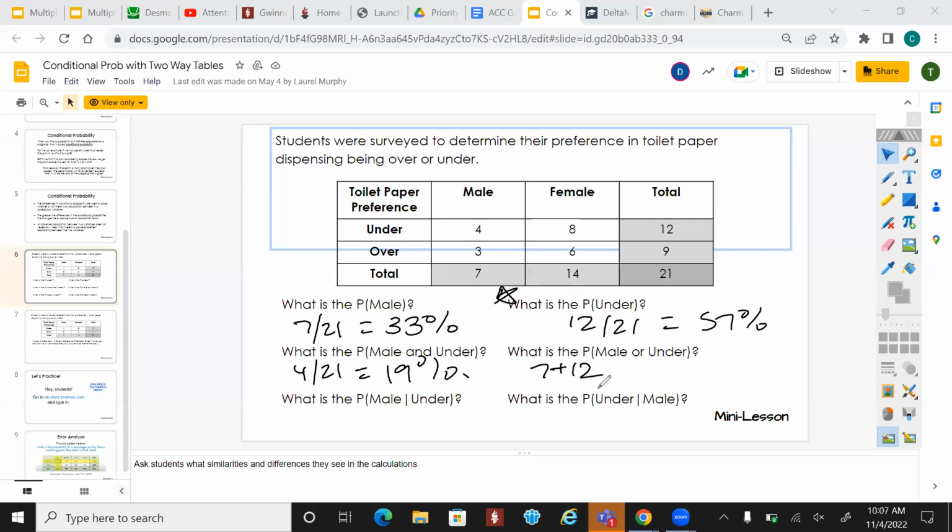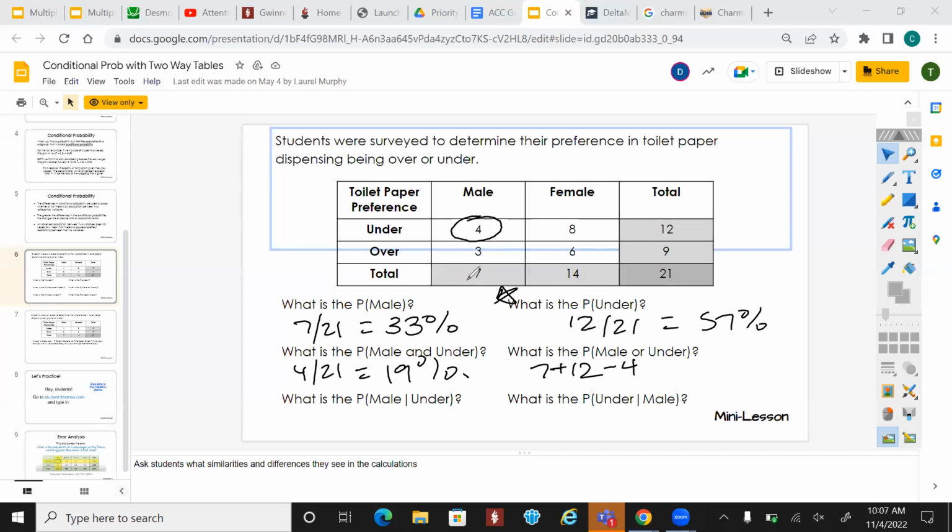Now, here's the problem. When you do this, that 7 plus 12, keep in mind that there are 4 guys who are doing both. That makes sense? So you're kind of double counting them, and you don't want to double count them, right? So you're going to add these together, but then you're going to subtract the number that they cross over on.